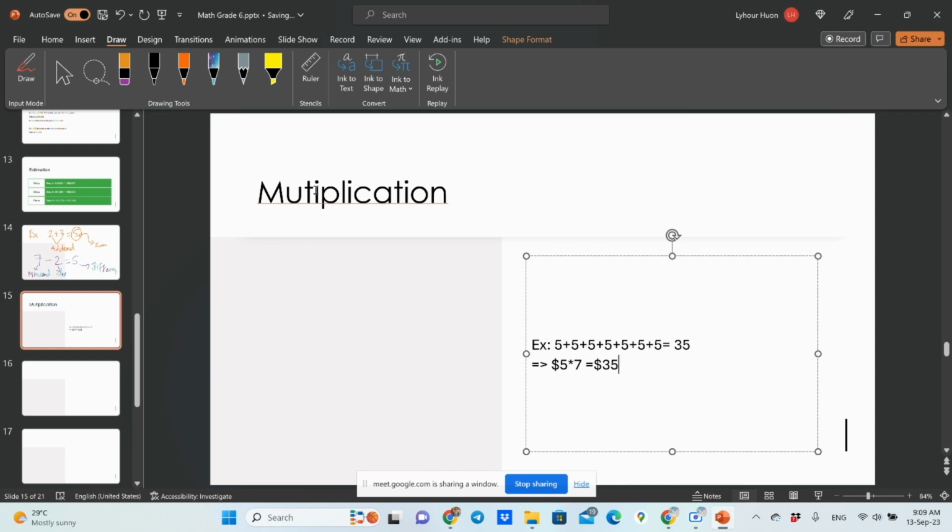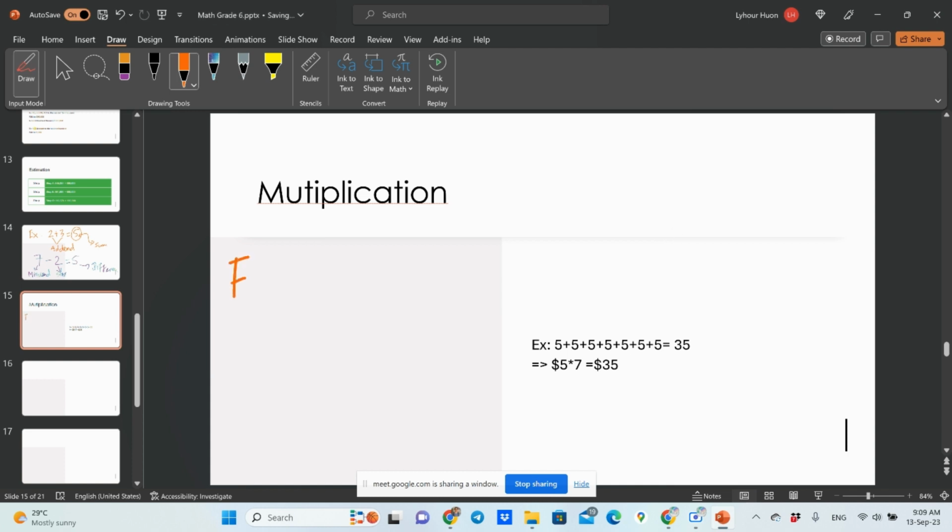So this is the whole concept, and now we want to know how we denote multiplication, the notation of multiplication. You already know, but just a little review. So, for example, 8 times 5 is equal to 40.